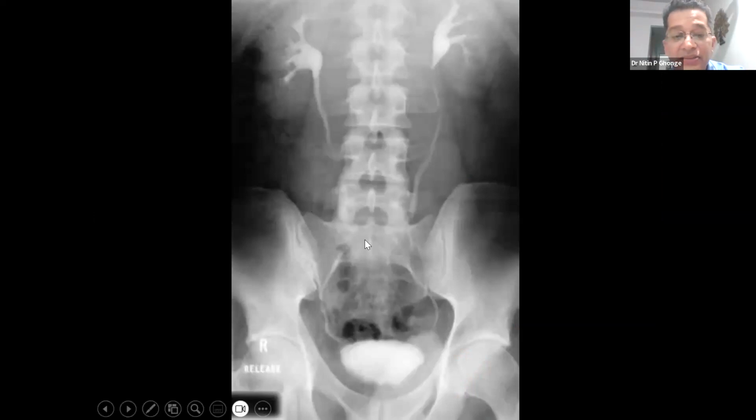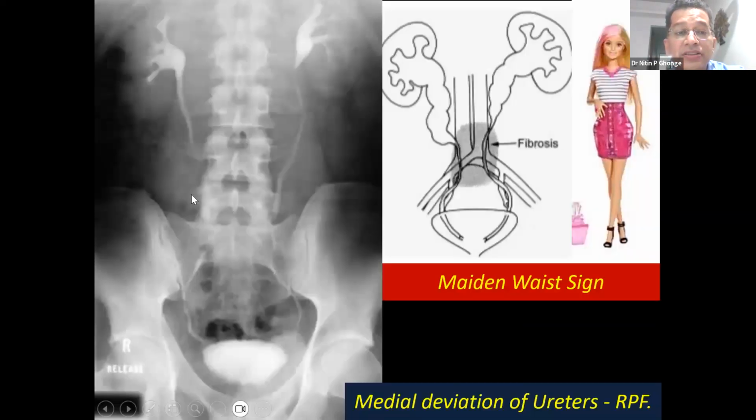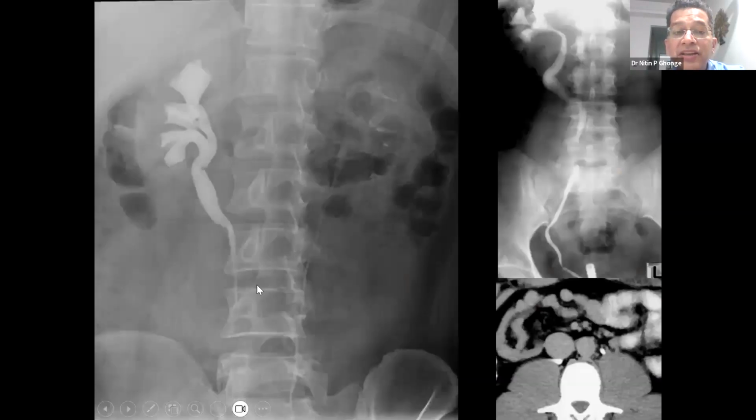So this is the same example where I showed this medialization of the ureter on both sides at the L4, L5 level, because of the maiden waist sign, retroperitoneal fibrosis, which causes proximal dilatation and obstruction on both sides. But if you see the same finding only on the right side, that is, the left side is normal, but the right side shows medialization and dilatation, then it can be because of a retrocaval ureter.